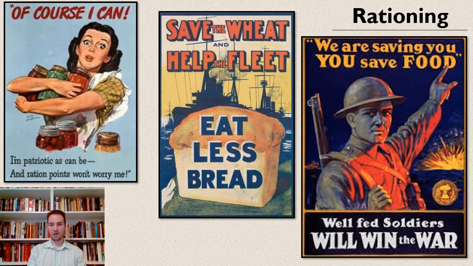So these are all propaganda posters from the war. Here you have this woman saying, "Of course I can." It's a double entendre: she can do it, and she's also making cans. She's canning. "I'm patriotic as can be, rationing won't bother me." "Save the wheat, help the fleet, eat less bread." We're saving you, you save the food. So the idea is you should eat less, you should preserve food, you should grow your own food, because the war's on, you've got to feed all those soldiers. The more soldiers you can feed, the better they are, the more they'll be successful.